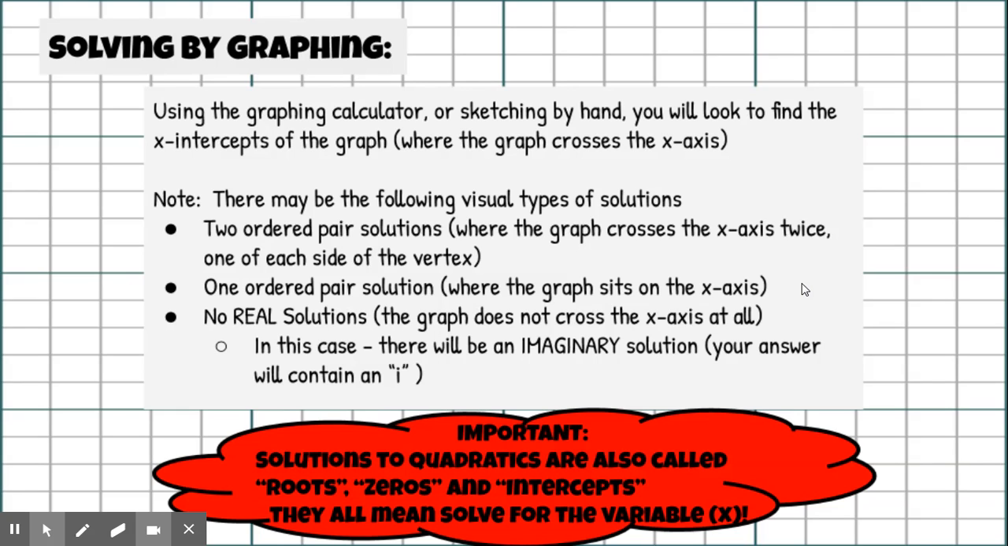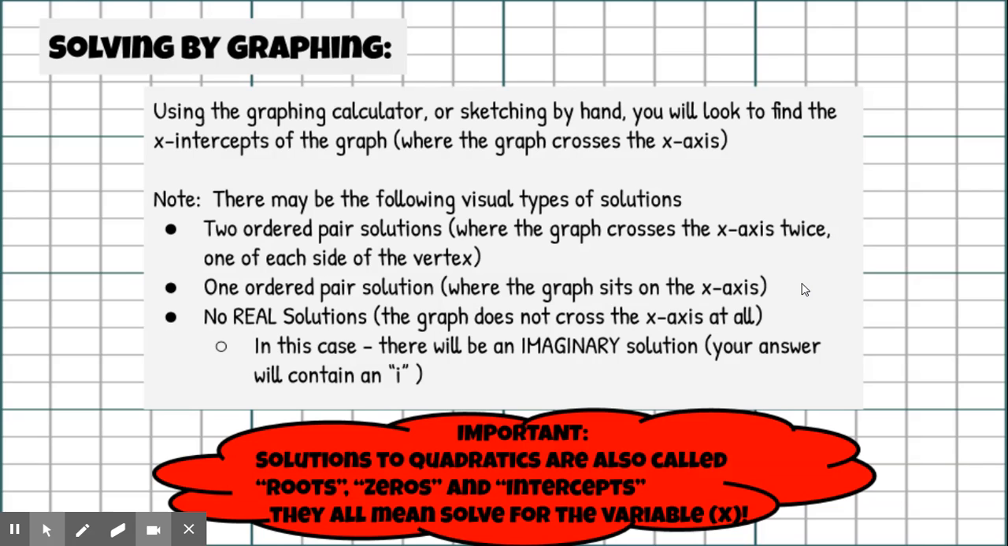So there's going to be a few different visuals that we're looking for. 2 ordered pairs, that's where you're going to see the U shape cross it in 2 different places, probably one on the downswing and one on the upswing. And that's where your x-axis is going to be intercepted twice. It's going to be one on each side of your vertex.